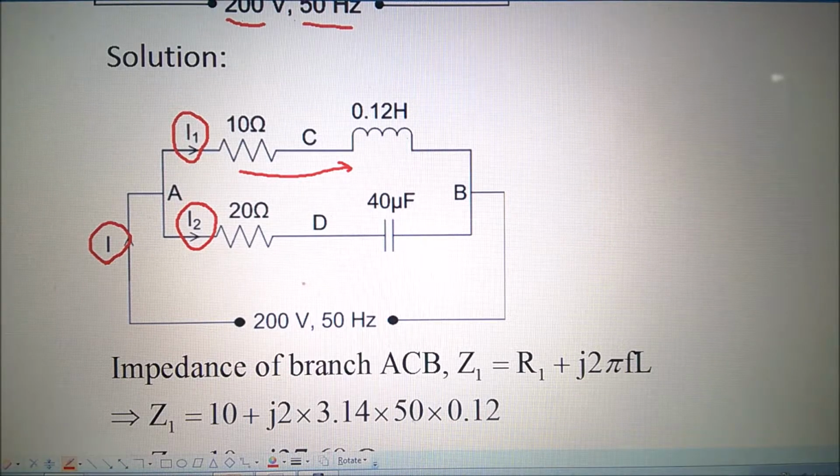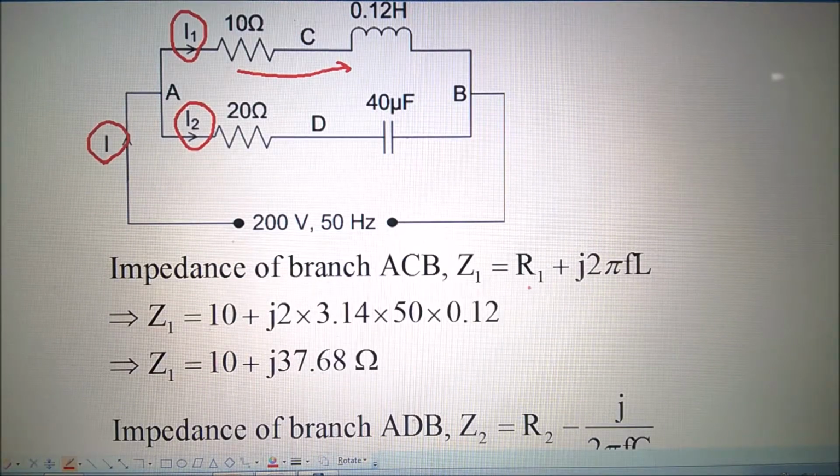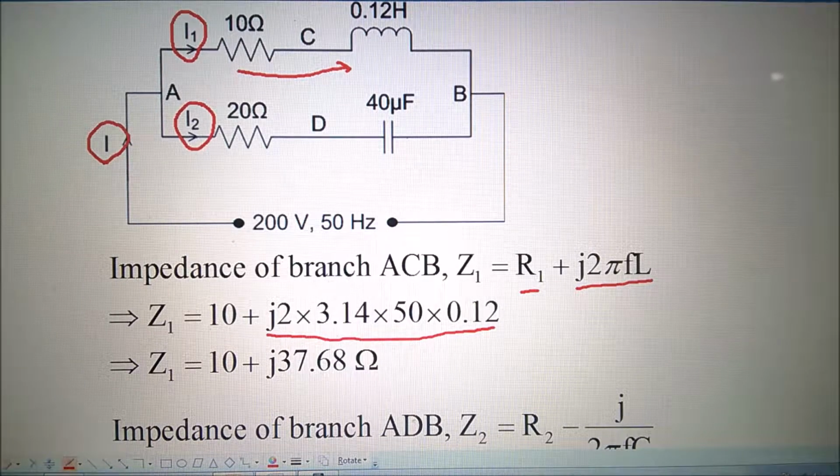Now for that we have to find the inductive reactance. Then we know the real part is R1 and we'll find the inductive reactance, and as we know the inductive reactance is the imaginary part, we'll substitute that, and we found Z1 is 10 plus j37.68.